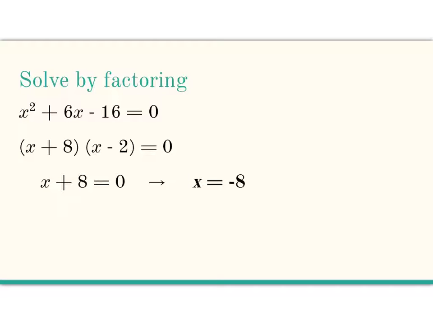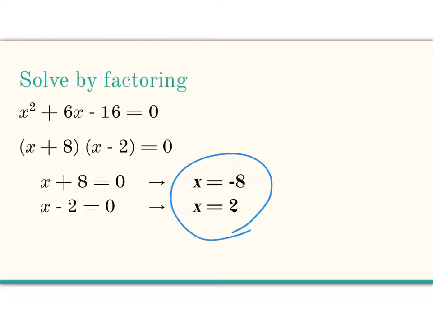We'll take each factor separately, set them equal to 0, and solve for x. Take the first factor, the x plus 8, and set that equal to 0. We get that x is negative 8. Same thing with the second factor, x minus 2 equals 0 if x is positive 2, and here are your solutions to the original problem.